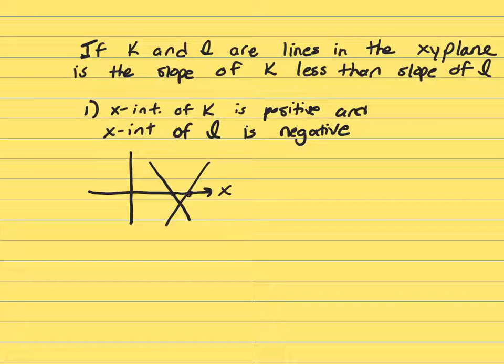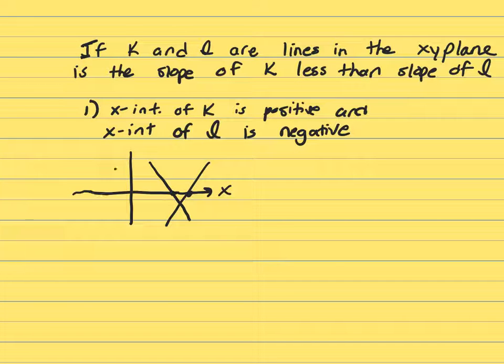They still have positive x-intercepts, but they're two different directions, and we're only talking about line K. It doesn't tell me anything about line L. Is that right? Oh, no, it does tell me that. It says the x-intercept of line L is negative.